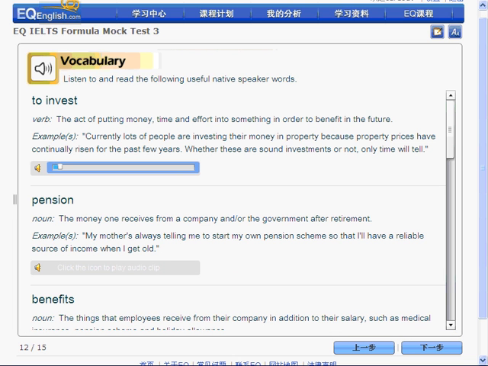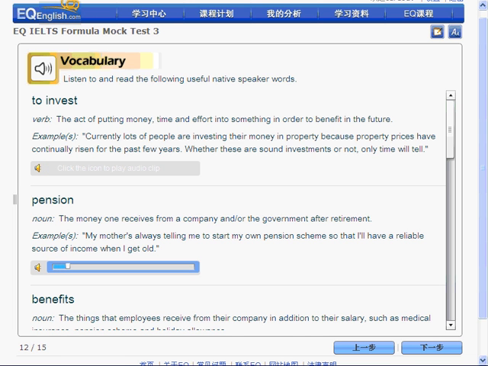To invest. Verb. The act of putting money, time and effort into something in order to benefit in the future. Currently, lots of people are investing their money in property because property prices have continually risen for the past few years. Whether these are sound investments or not, only time will tell.